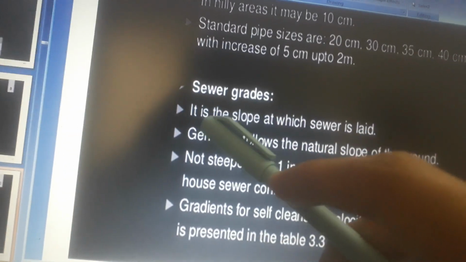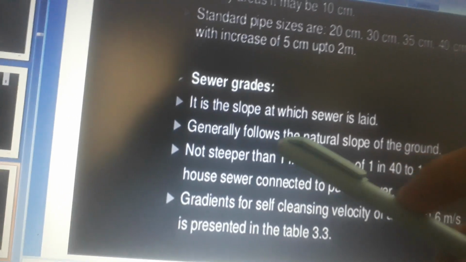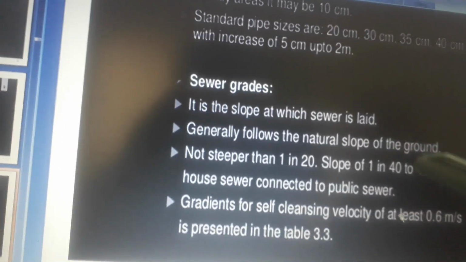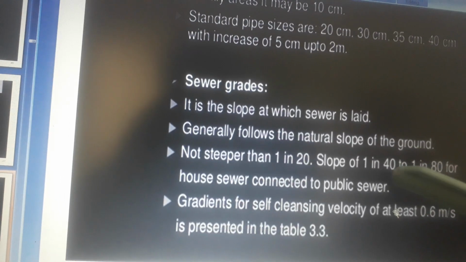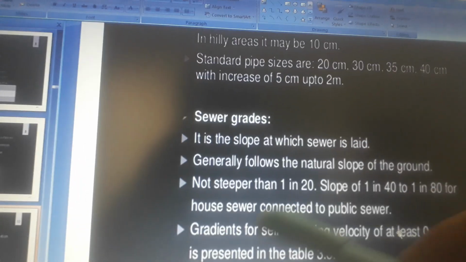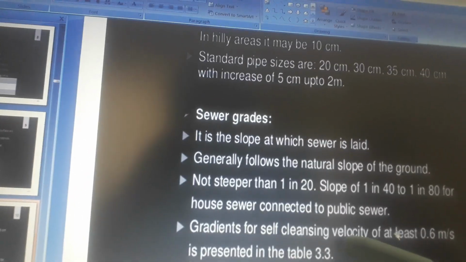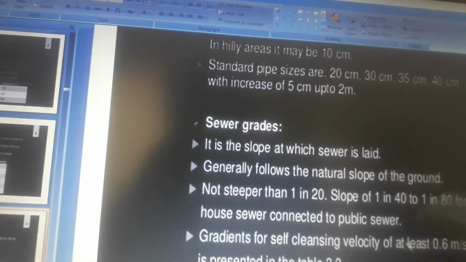Sewer grades. It is the slope at which the sewer is laid. It generally follows the natural slope of the ground, not steeper than 1 in 20. Slope of 1 in 40 to 1 in 80 for house sewer connected to public sewer. Gradient for self-cleansing velocity of at least 0.6 meter per second is presented in table 3.3.